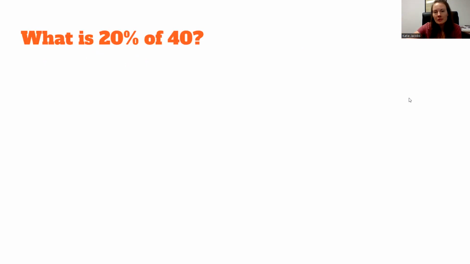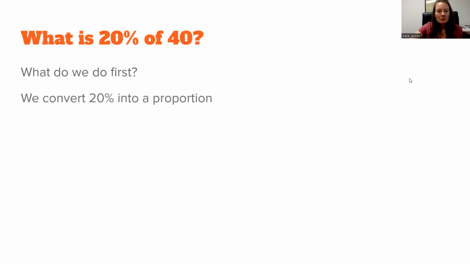Okay, what is 20% of 40? So if you remember, what are the steps that we need to take to be able to find a percentage of something? What do we need to do to that 20% first? What do we do first? We've got to convert that 20% into a proportion. How do we do that?